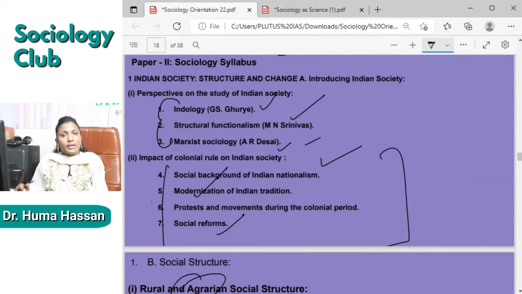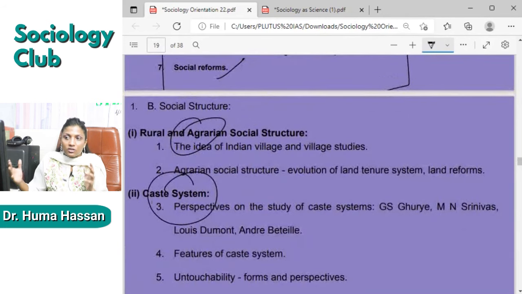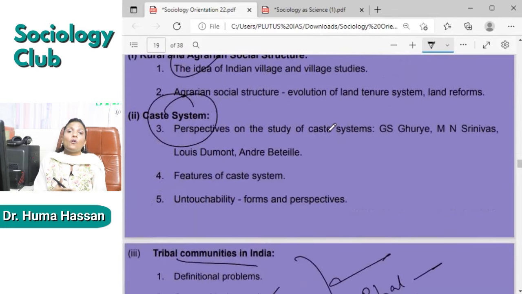Okay, and I will show you in a coming lecture how it should be understood in this manner. Okay, then rural and agrarian social structure, then the caste system. Caste system is a product of ancient society. That's why I say that Indian society is actually a Hindu society. The tradition of Indian society is Hindu society.